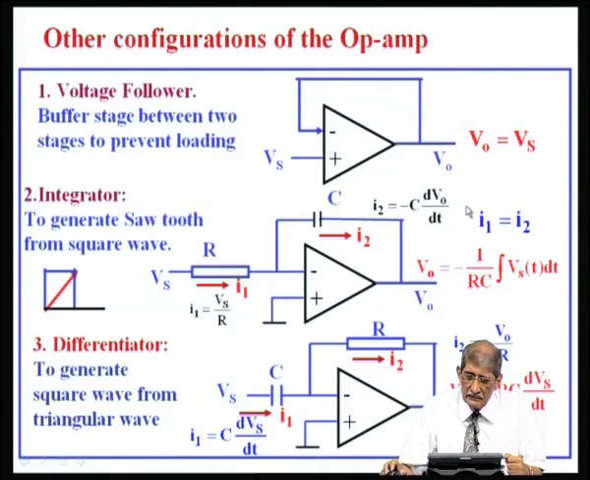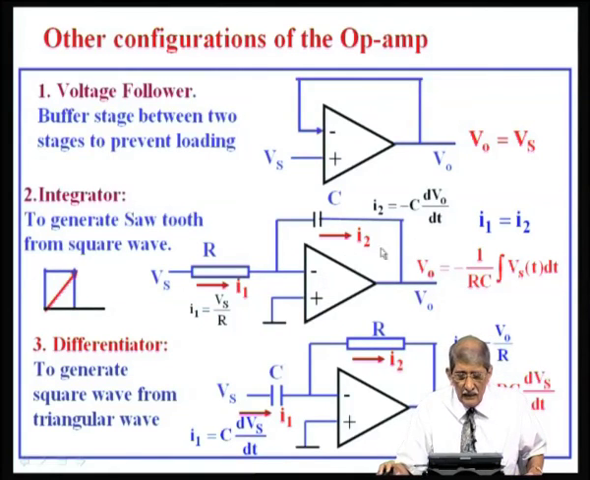So, these two are equal. Therefore, V s by R is equal to minus C into dV naught by dt. Integrating, V naught is equal to minus 1 by R C into the integral of V s dt, which means that if I have a signal input here, what I get at the output is the integral of the signal. Very useful to generate a sawtooth from a square wave. I have shown it here. If there is a wave shape like this square wave, for one square I have shown, the integral of that is linear. So, it is a sawtooth, it will come down, so it can keep on increasing and decreasing like that.